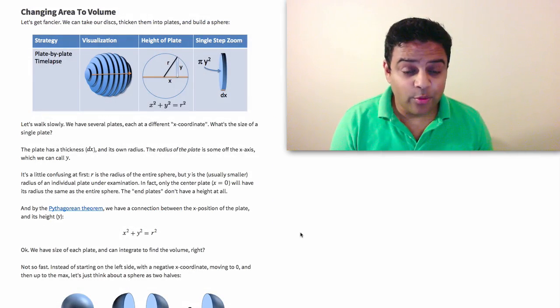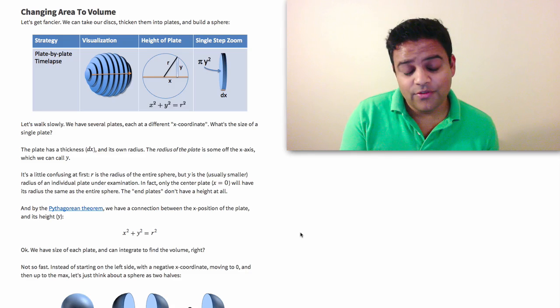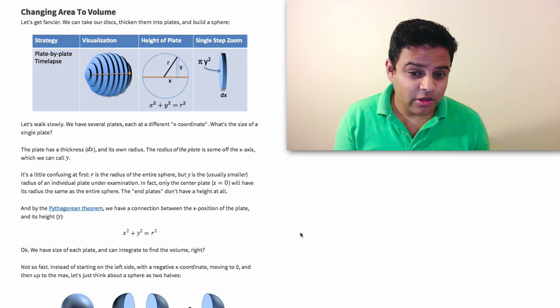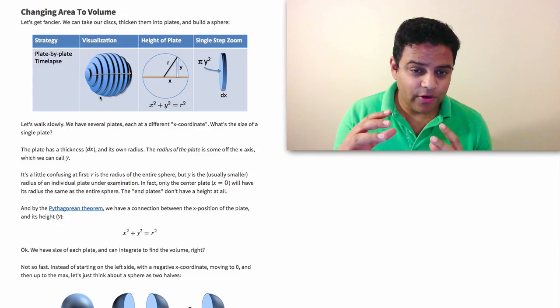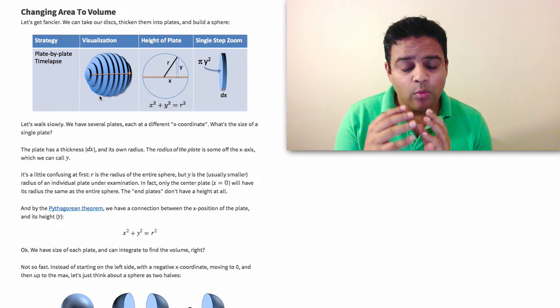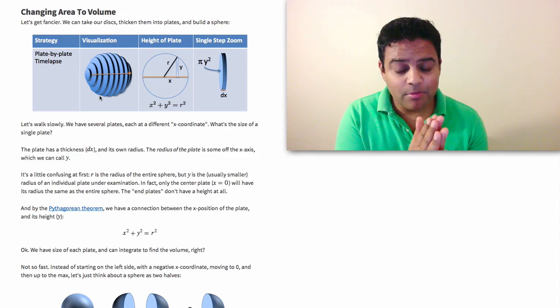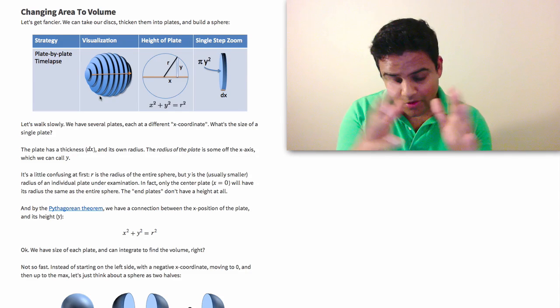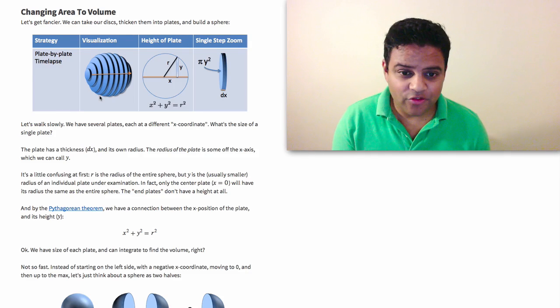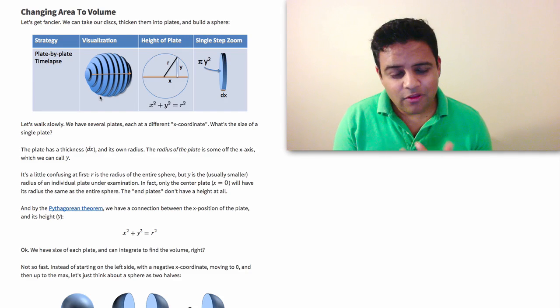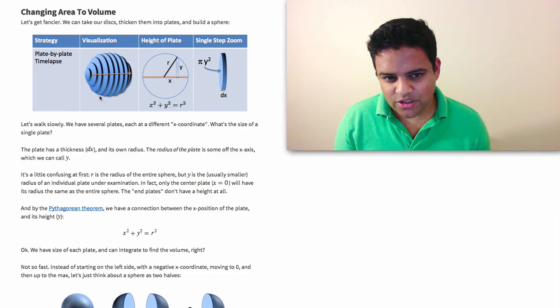Let's hop into the next one, turning area into volume. Now, our general strategy here is to imagine a sphere as a bunch of plates. And what we want to do is add up the thickness of the plates and make our total sphere. So let's take a look. Now, the tricky thing here is how big is each plate?